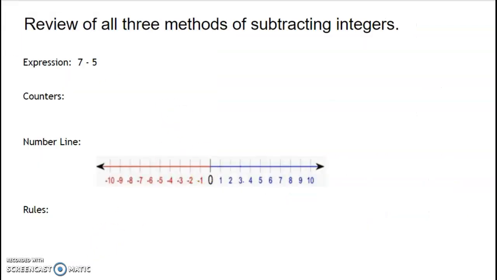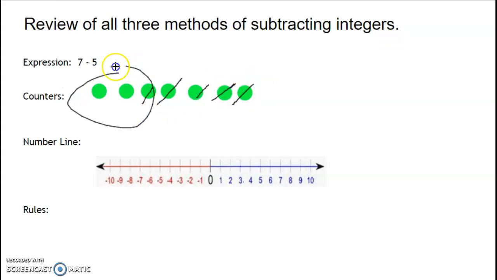So here's our first example. Our first example says 7 minus 5. Automatically, you guys know that your answer is going to be 3. So I'm going to show you using all the strategies. Again, if you have questions, just stop and pause the video. So we start with 7 counters, and it asks us to take away 5 of them. And we can do that, which means that we are left with positive 2.